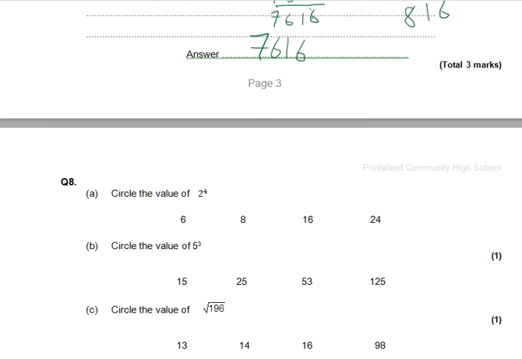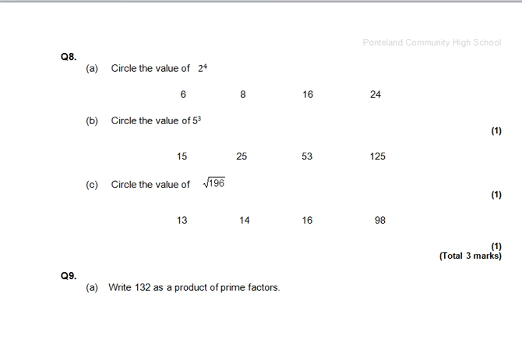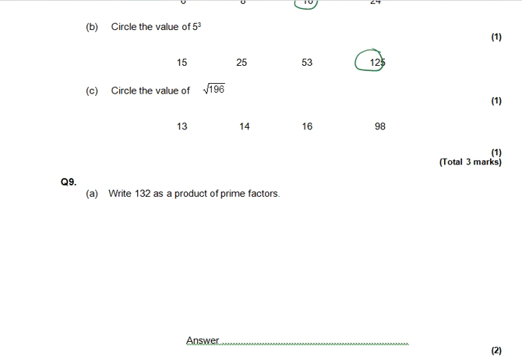So question 8. Circle the value of 2 to the 4. Now 2 to the 4 means 2 times 2 times 2 times 2. 2 times 2 is 4, 4 times 2 is 8, 8 times 2 is 16, so we get 16. Circle the value of 5 cubed. 5 cubed is one of the ones that you should just know is 125. Again, that comes from 5 times 5 is 25, and 25 times 5 is 125.